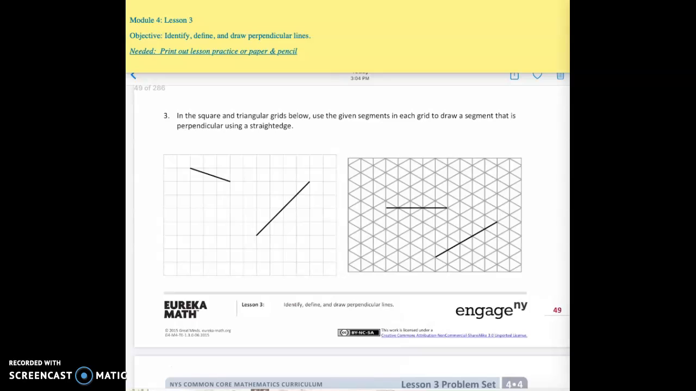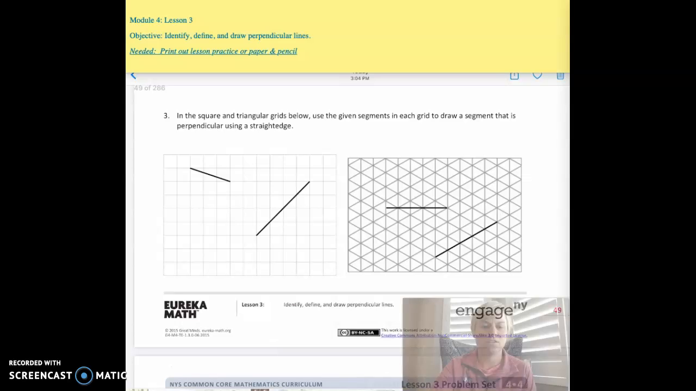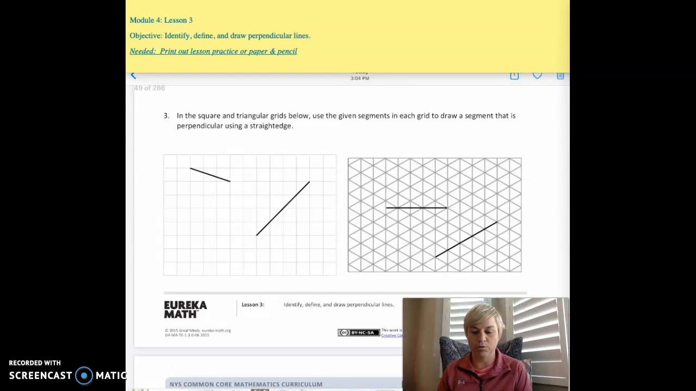Okay, number 3, in the square and triangular grids below, use the given segments in each grid to draw a segment that is perpendicular using a straight edge. What's a straight edge again? Yep, if you said a ruler, that's right. So it's nothing more than just a ruler, that's it.